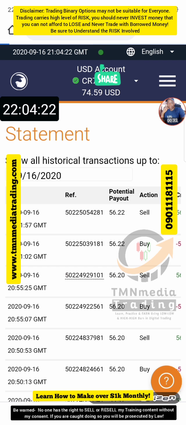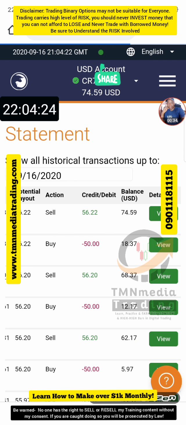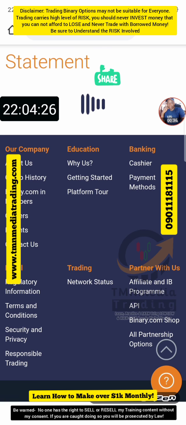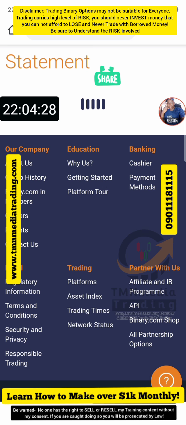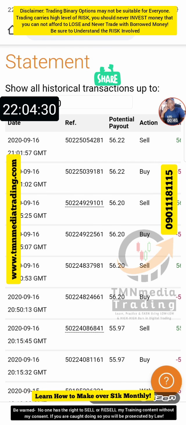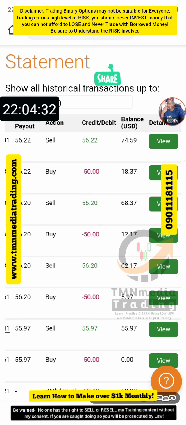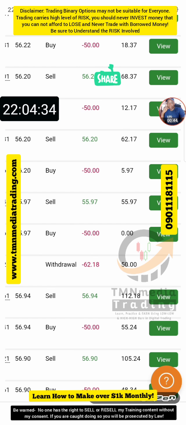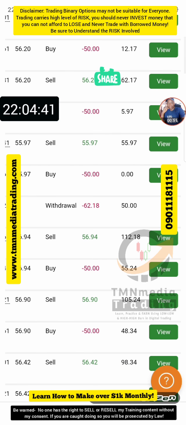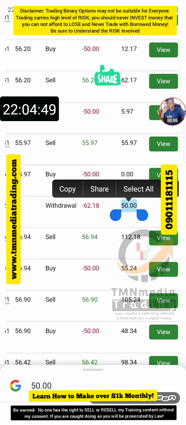Every time you make 100% of your capital, of your stake rather, that is the money you're trading with, make sure you withdraw. Okay, so there I just withdrew 62. I actually deposited $60, right? So I've withdrawn that $60. Now I am trading with the profit I made. That's $50 left, yeah, as at today.